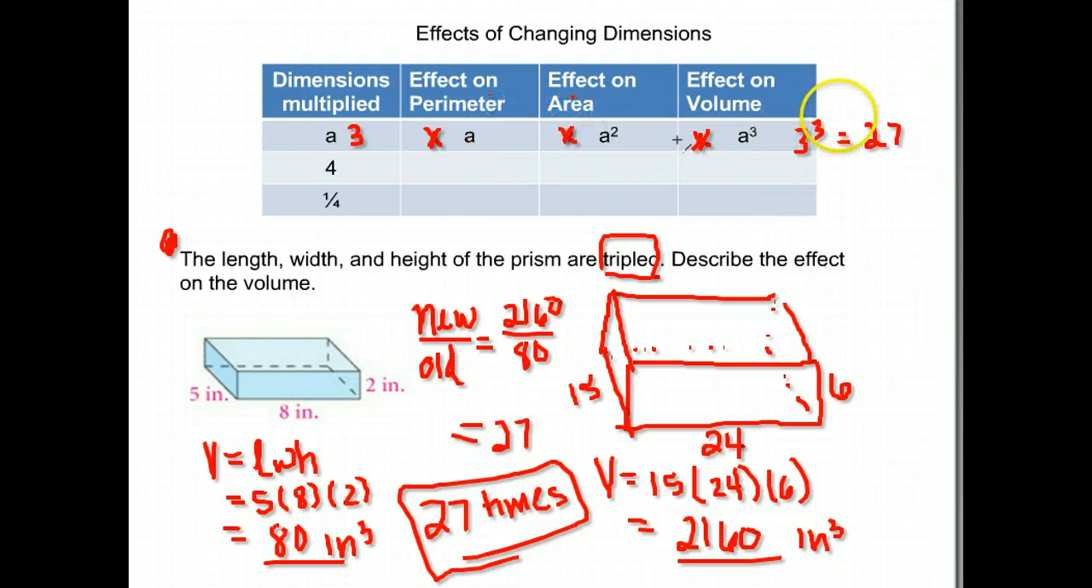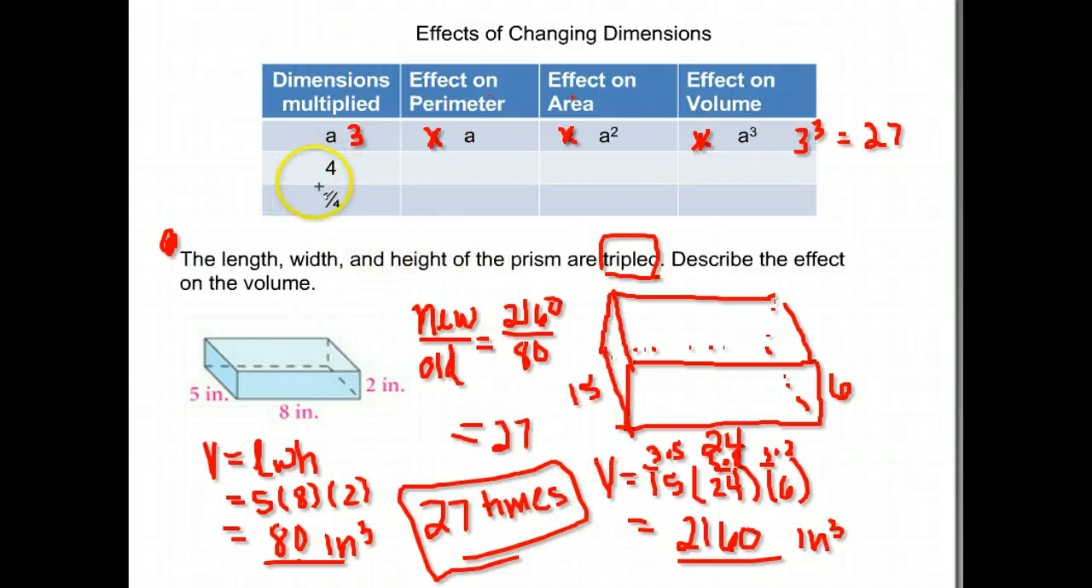So this is a much faster way, but to give you an understanding, this is what actually happened down here. We had a volume of 80. We tripled everything, which meant, look at this, 15 is 3 times 5, 24 is 3 times 8, and 6 is 3 times 2. So we had a 3, and another 3 multiplied in. That's where 3 to the third comes in. Either way, it's 27 times.